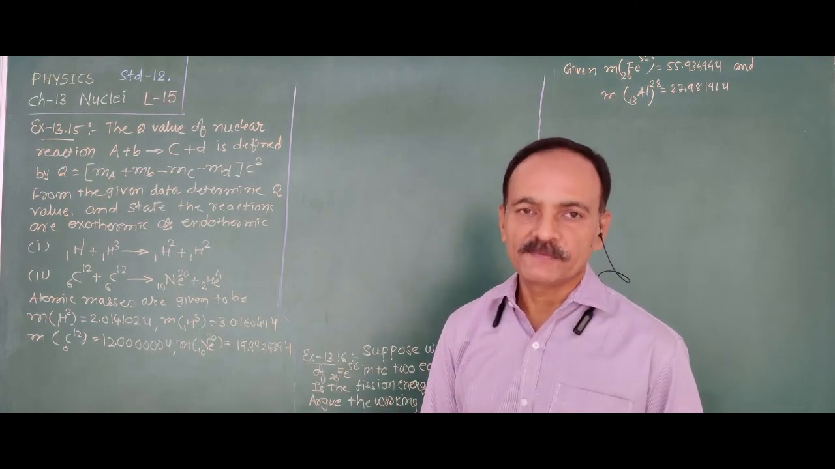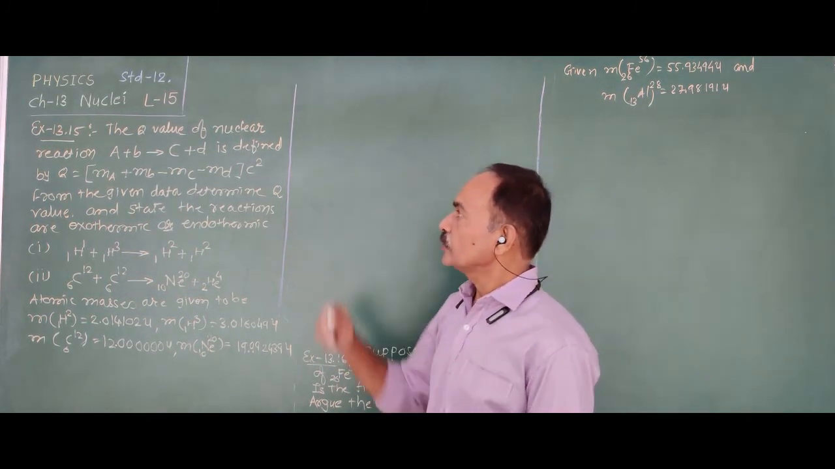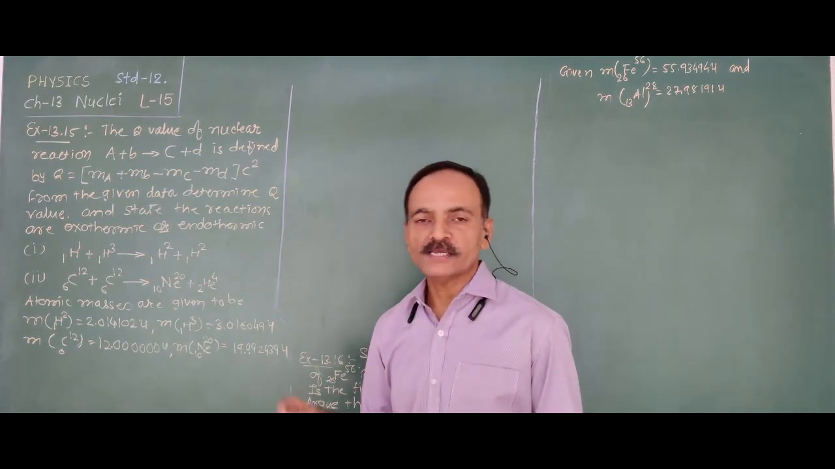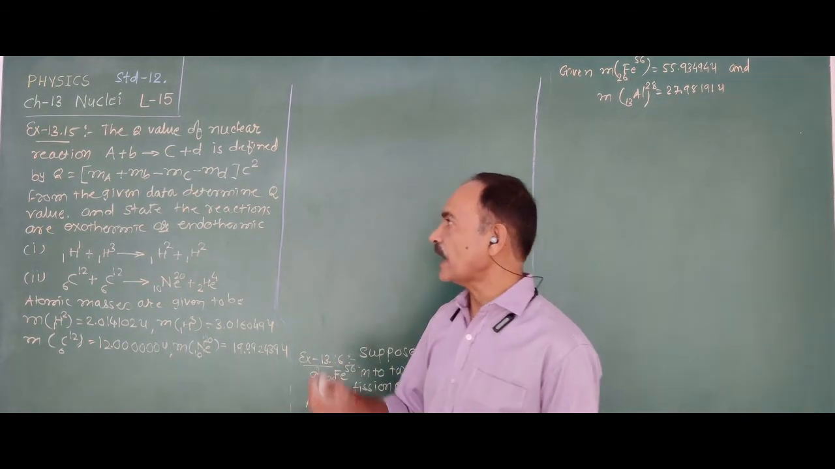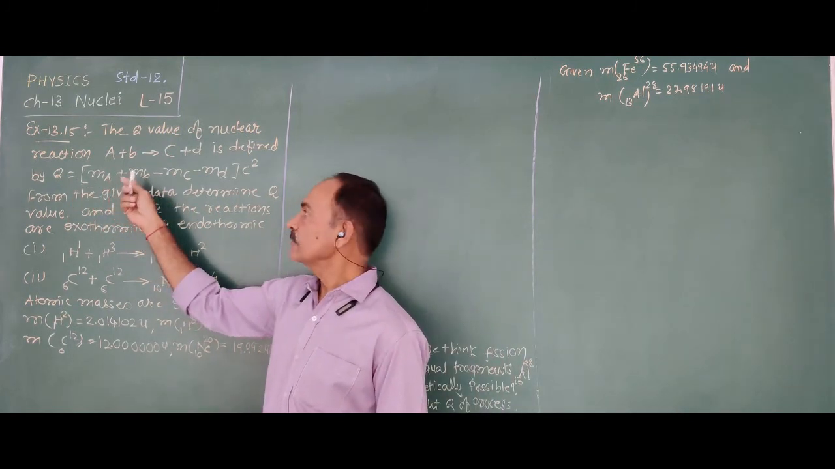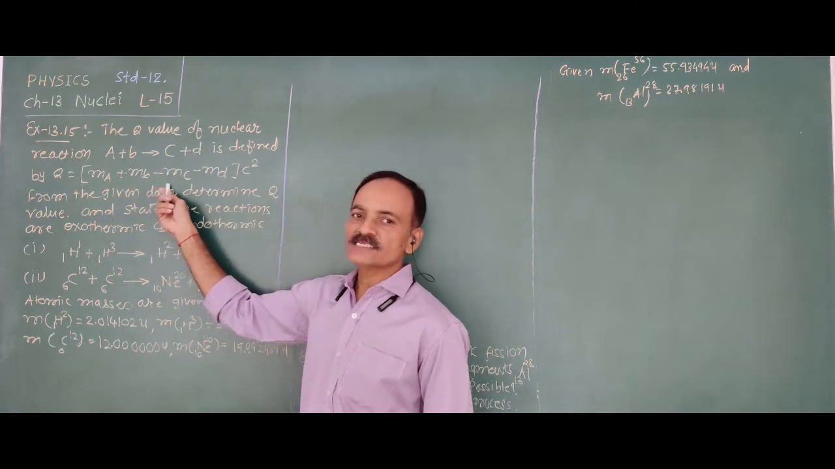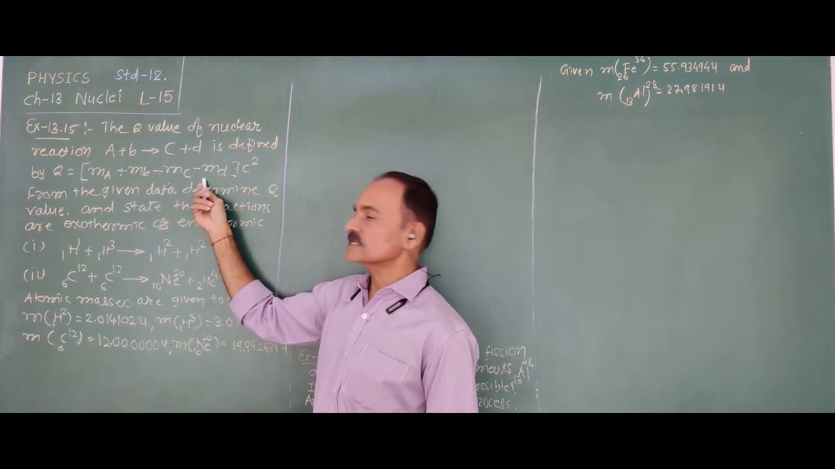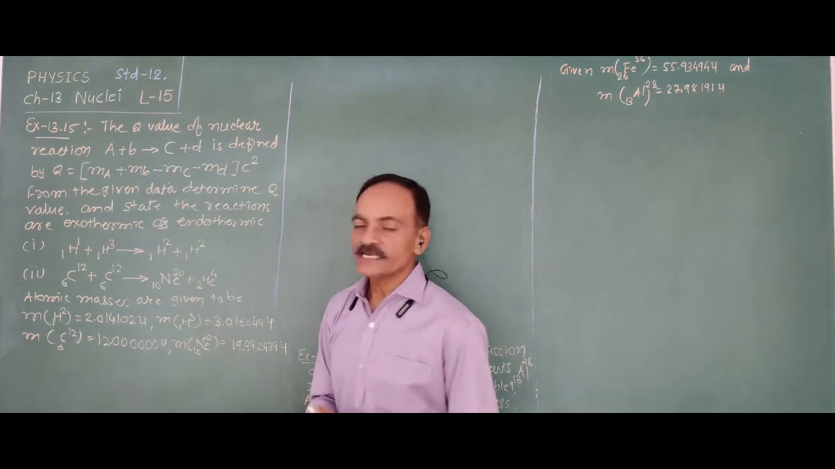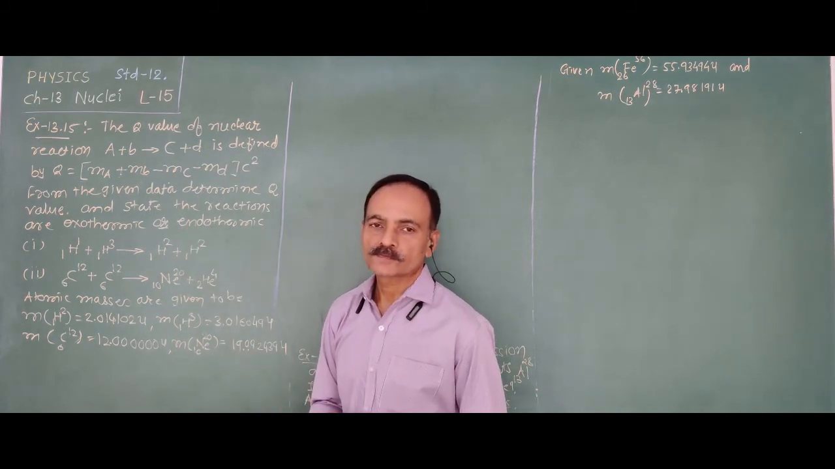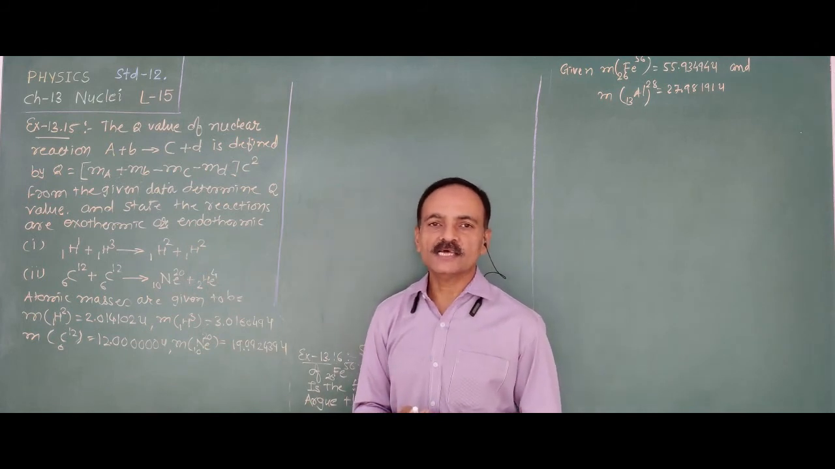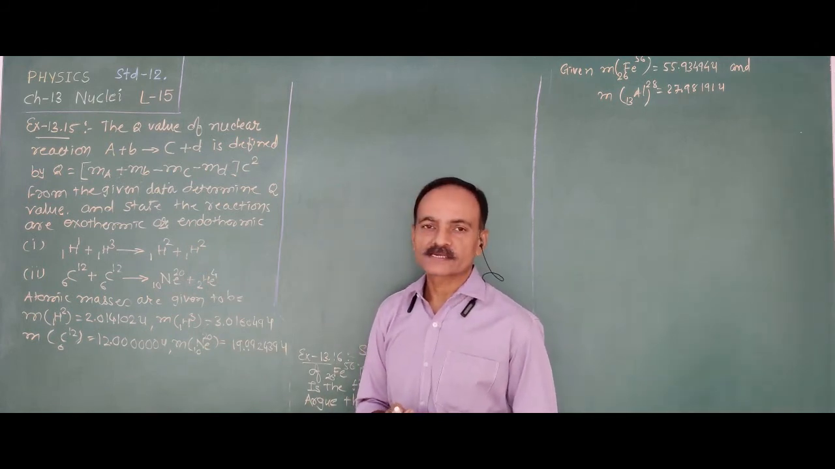Now 13.15 numerical. The Q value of a nuclear reaction A plus B converting into C plus D is defined by the equation Q is equal to mass of A plus mass of B minus mass of C minus mass of D, into c square. From the given data, determine the Q value and state whether the reactions are exothermic or endothermic.